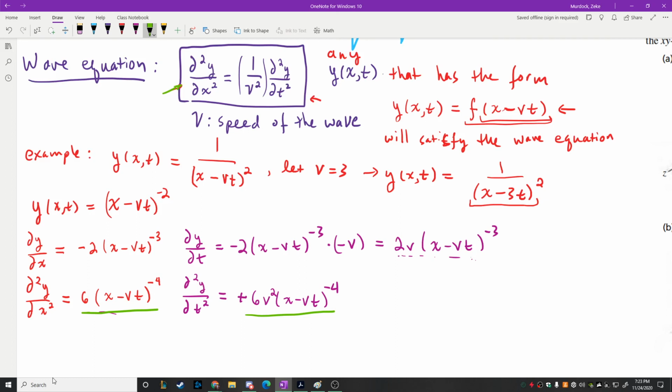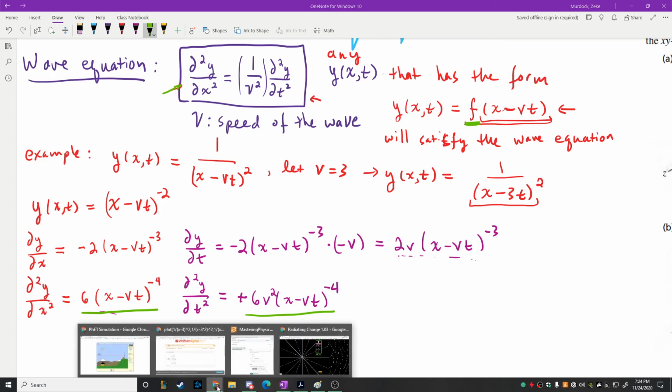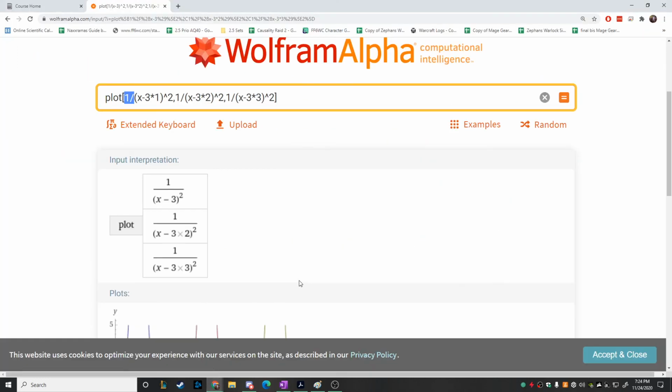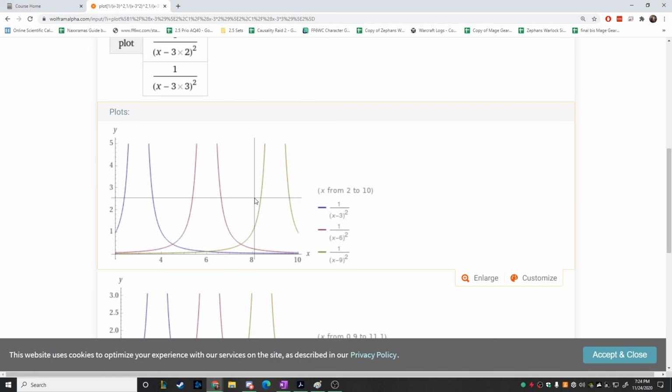Now, you should be able to prove in general that any function will work that way. Literally any function, as long as it's a function of x minus vt. In addition, it helps to see visually that this does in fact look like a wave, because after all, you get a wave like this.